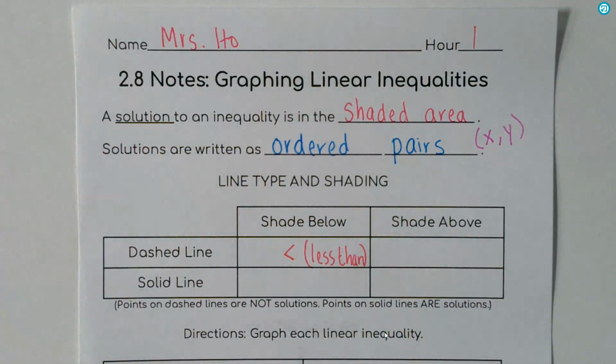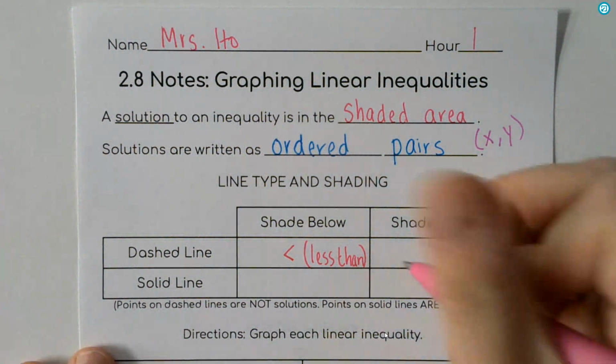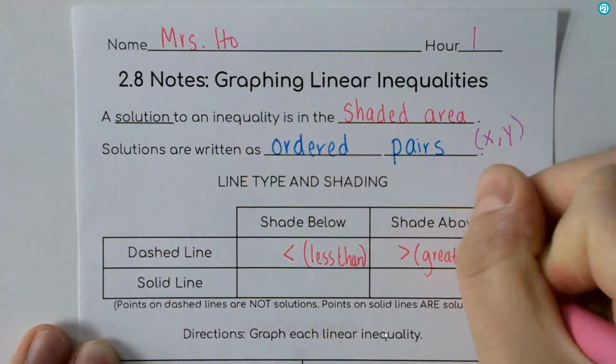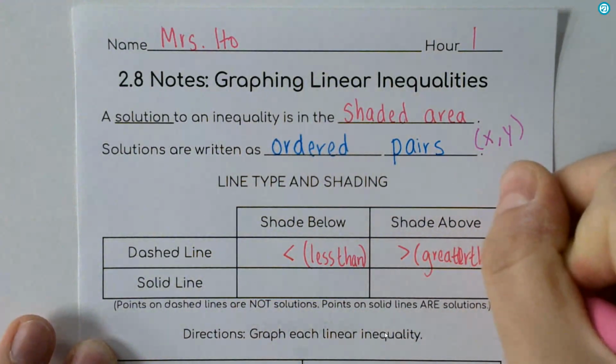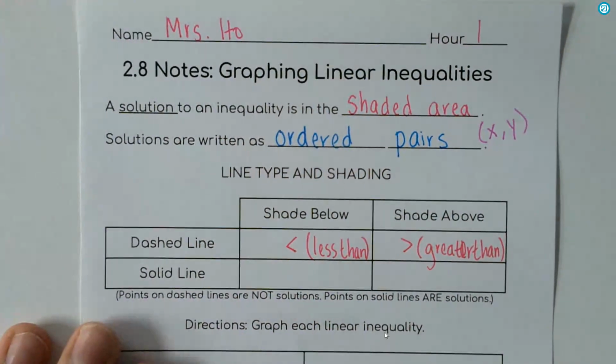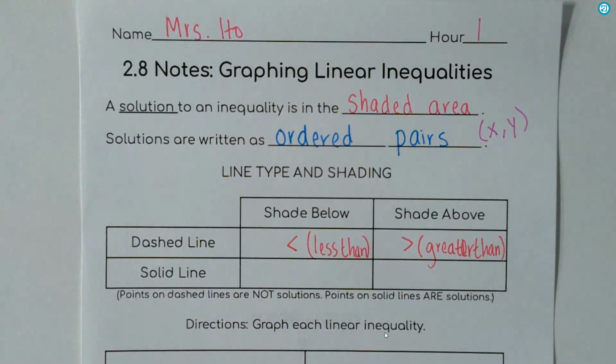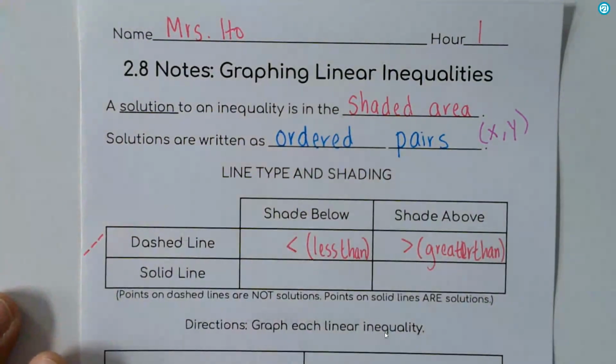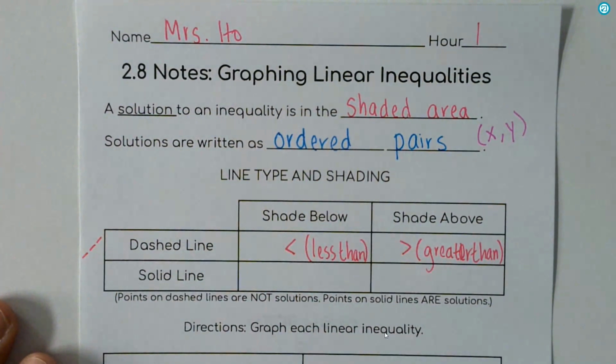Okay, we are going to shade above a dashed line for greater than. If you need to label that, label that. So shade below for less, shade above for greater. That makes sense. We use a dashed line for just less than and greater than. So what we mean by a dashed line is like a boop, boop, boop, where it's not all connected.